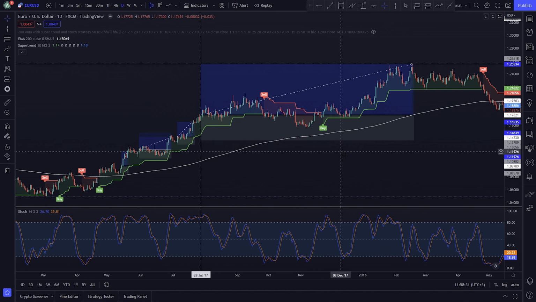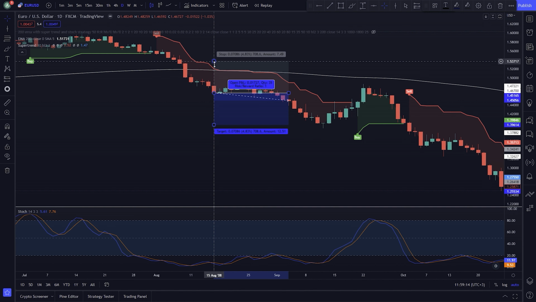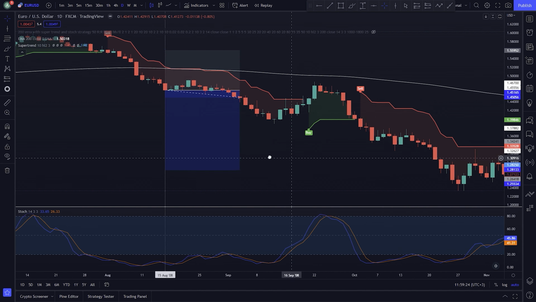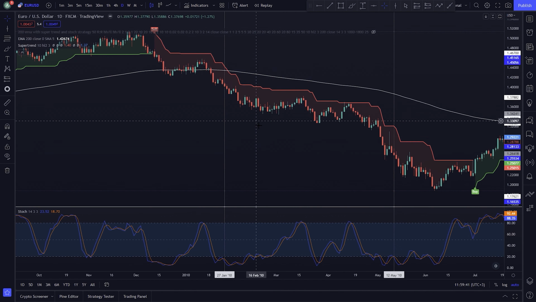And now let's move on to the short condition. For a short signal to be valid, price must be below the 200 EMA. Super trend must be red. The blue line crosses under the orange line. Now we can take a short position. Our stop loss must be above the recent swing high, and the risk to reward ratio will be 2. Here all conditions are fulfilled.